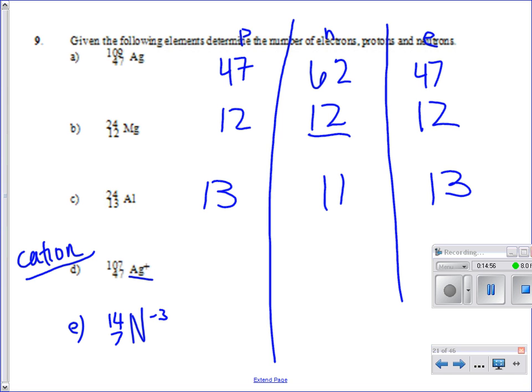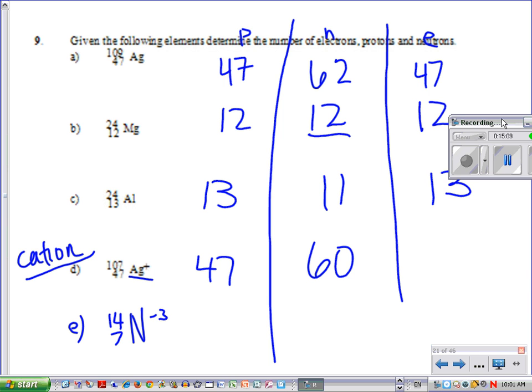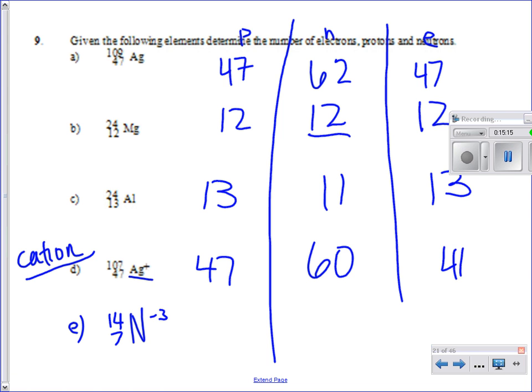So how many protons do we have? 47. How many neutrons? 60. Okay, this is where we got to be careful. Never, ever touch the protons to make something charged because that changes the identity. We just have to futz with the electrons. So if we're a +1, we need 46. We need one more positive than we do negative.